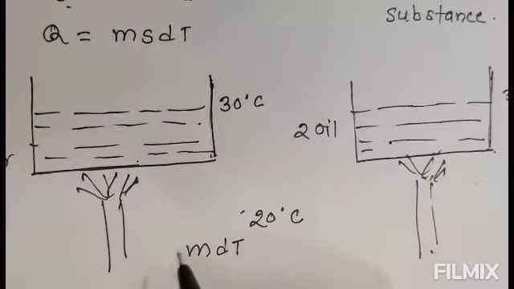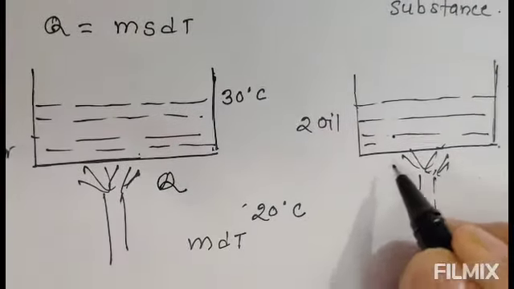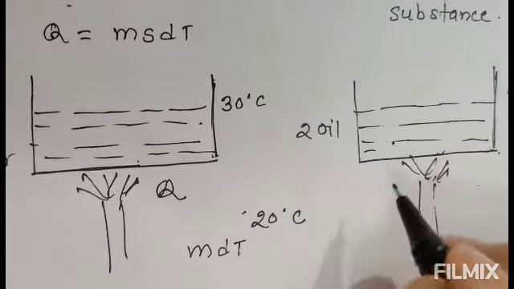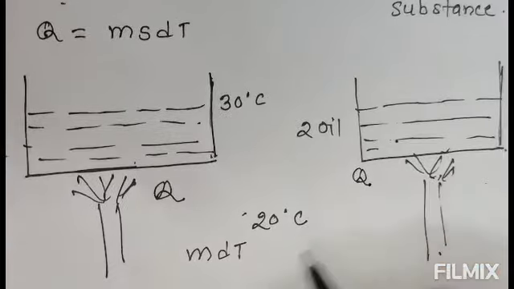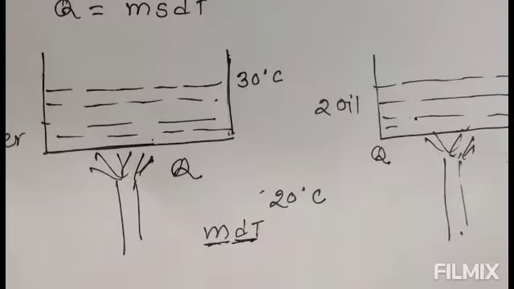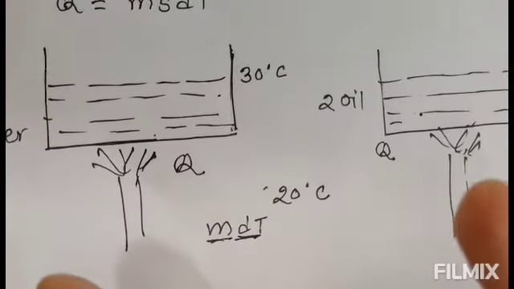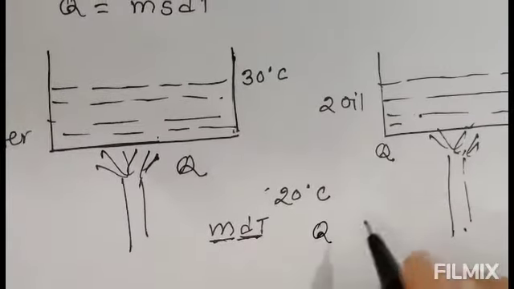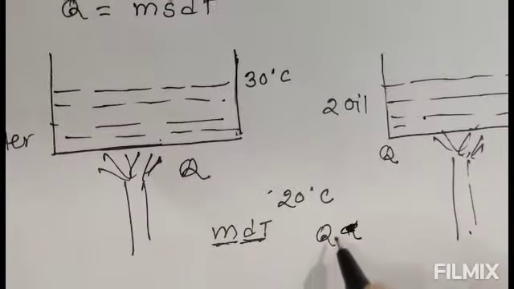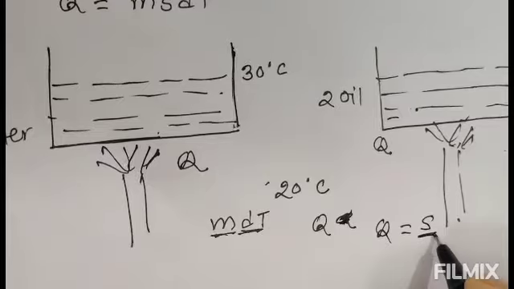But still you will find that raising the temperature of water up to 30 degrees Celsius requires more heat than raising the temperature of oil by the same amount. So even if these two quantities are equal, there is a specific character of the substance which is responsible for the supplied heat. The amount of heat is decided differently by different substances, and this specific physical quantity which decides this is called what?